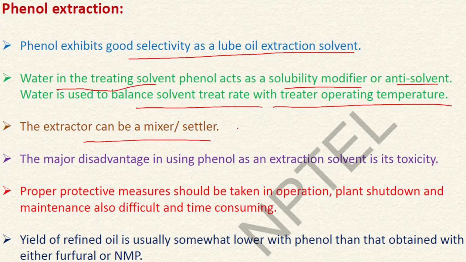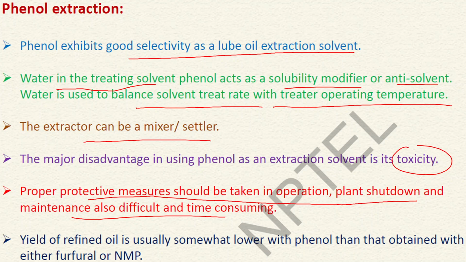The main disadvantage in using phenol is that it is highly toxic in nature. Proper protective measures should be taken in operation, and plant shutdown and maintenance are also difficult and time consuming. Coming to the yield of refined oil, it is usually lower in the case of phenol than that obtained with furfural and NMP.